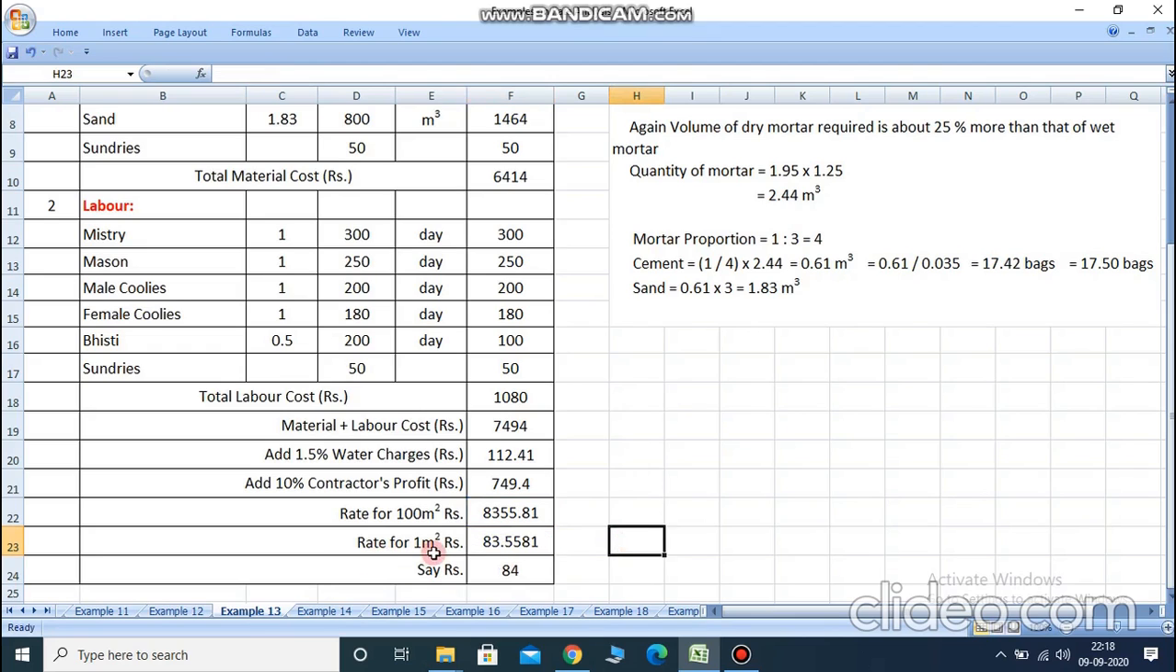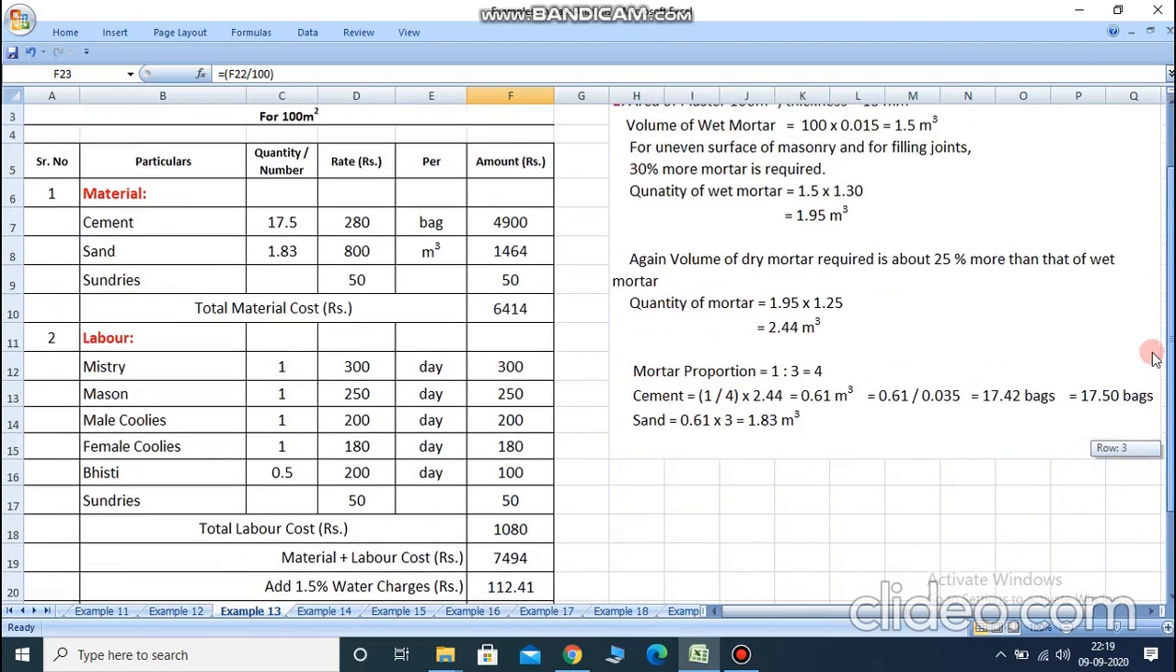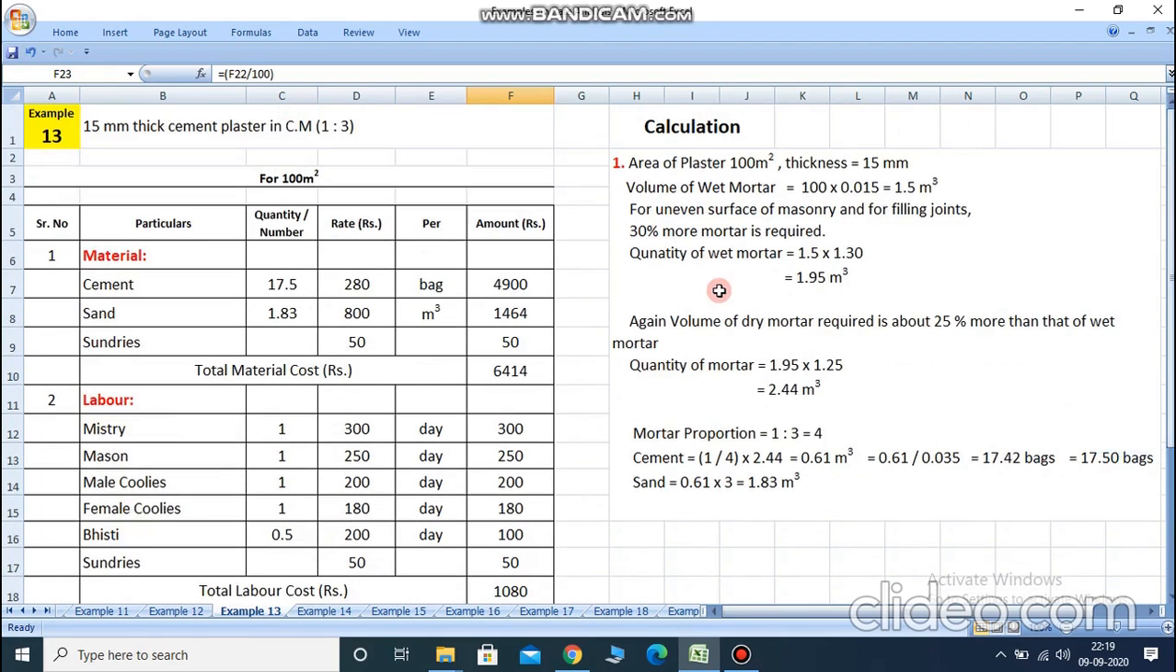Now for finding out the rate for 1 meter square, this value 8355.81 divided by 100. So we got the answer 83.5581 as the 1 meter square rate for a 15 mm thick plaster work. Now the round up figure is 84 rupees per meter square rate for a 15 mm thick cement plaster of a ratio 1:3.